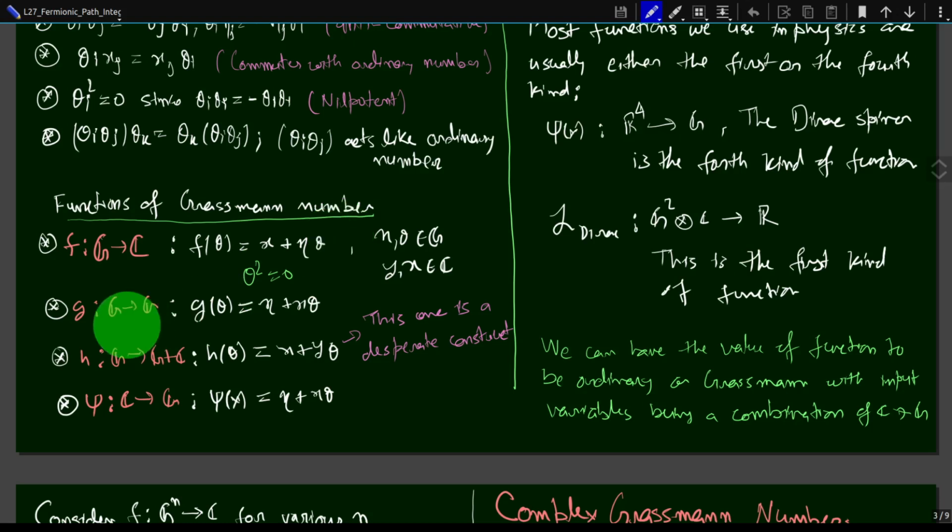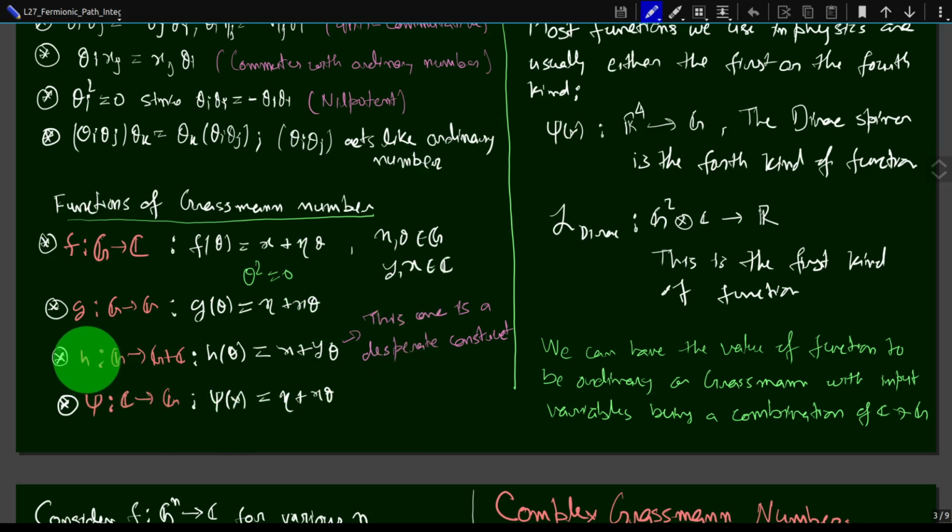Now I can have another function g which takes a number from the Grassmann variable set and maps it to another number on the Grassmann set. So g of theta, I can have a function like eta, which is a Grassmann number, plus x times theta. x is a real or complex number. The next term in this series could have been a theta square term, but that is 0, so all the higher order terms are absent over here.